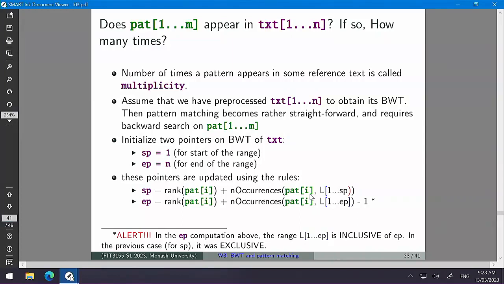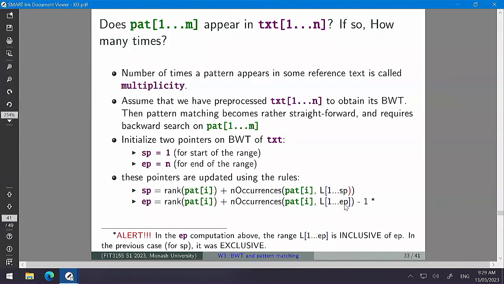It's very similar to what we have done in the recovery: rank plus number of occurrences. Here, the character is not coming from the last column, it's coming from your pattern. So it's the rank of the pattern letter plus the number of occurrences of that letter in the Burrows-Wheeler's from 1 to the previous start point, exclusive. And then where does it end? The same thing: the rank of that letter in the pattern plus the number of occurrences of that letter from the start to the end, inclusive, minus 1.